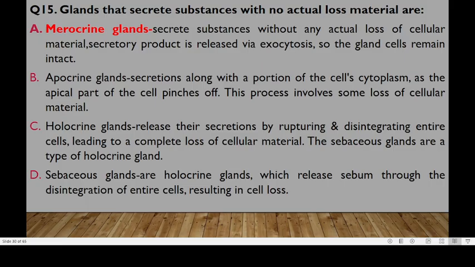Apocrine glands, as we know, have their secretions coming out along with a portion of the cell cytoplasm as the apical part of the cell pinches off. This process involves loss of cellular material, so it does not answer our question. Holocrine glands release their secretions by rupturing and disintegrating entire cells, leading to a complete loss of cellular material. So the sebaceous glands are examples of the holocrine glands, right?